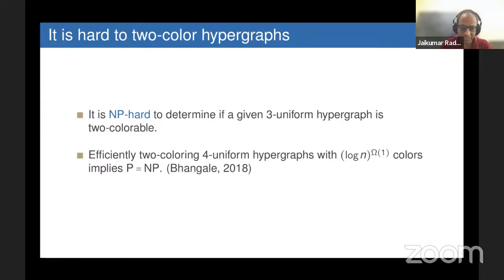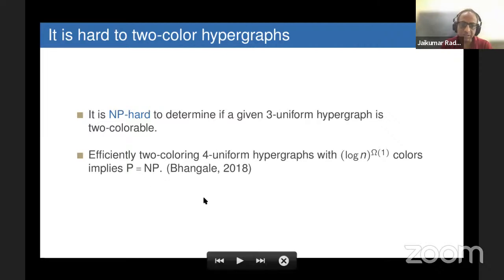A recent result of Amey Bhangale showed that if you're given a four-uniform hypergraph, and you're promised that it is two-colorable, but you're only required to find a coloring that uses these many colors, (log n) to the power of some constant, for some epsilon, then if you can do this, that would imply that P equals NP. So in that sense, it's a hard problem even to approximate.